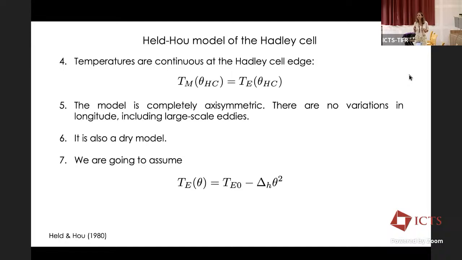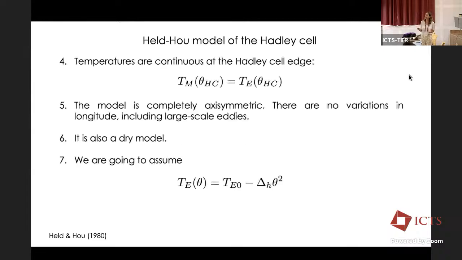The model is completely axisymmetric. There are no variations in longitude, including large-scale eddies. It is also a dry model. And then, as I said before, we're going to assume that the temperature in radiative convective equilibrium decreases away from an equatorial value with the square of latitude.